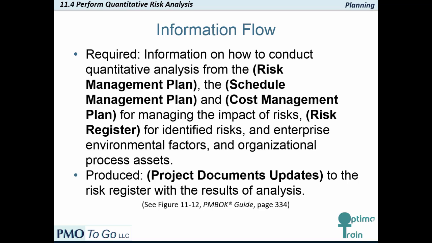Primary driving information is the risk register, which lists the risks we are analyzing. We use the risk management plan to guide this process and make use of the schedule management plan and the cost management plan for managing the impacts. Enterprise environmental factors and organizational process assets can provide us with quantitative standards and historical information. The output will be added to the risk register, yielding project document updates.